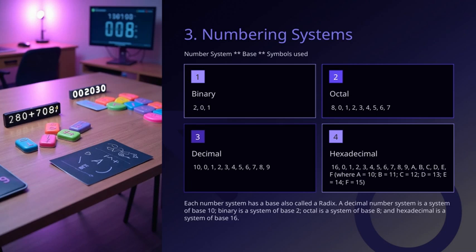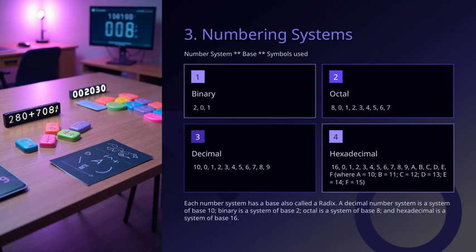Then there's the octal system, with a base of 8, using symbols from 0 to 7. Finally, we have hexadecimal, which is base 16, and it extends the symbols to include 0 through 9, and then A through F, where A equals 10, B equals 11, and so on up to F, which equals 15.